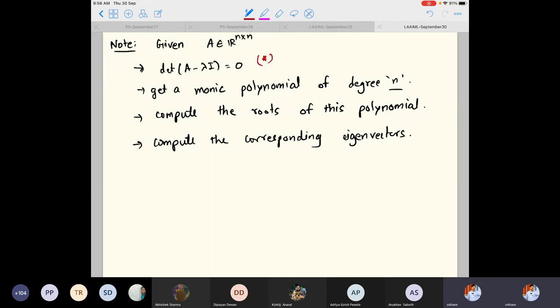Then you will get what? You will get a polynomial of degree n, right? How will you compute roots of this polynomial? Is the computation of roots of this polynomial an easy task or a difficult task?